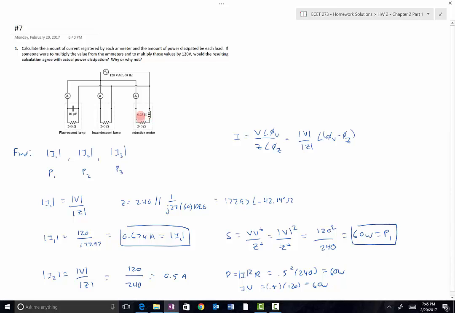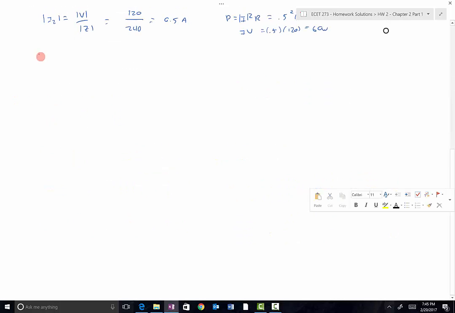Last, we need to determine I3 here in the series RL branch. And so what I am going to say there is that the total current through here is just going to be the V from that node to that node divided by circuit impedance. So the magnitude of I3 is going to be equal to the magnitude of V over the magnitude of Z.